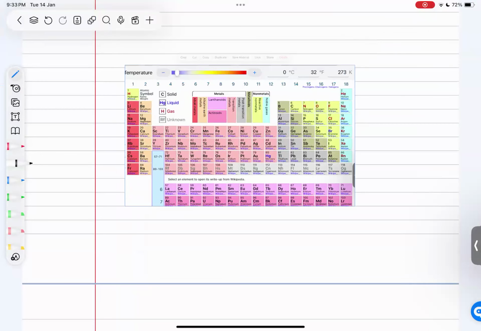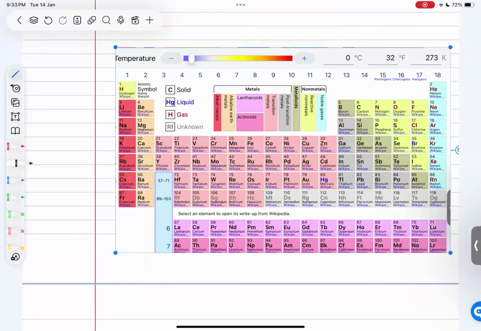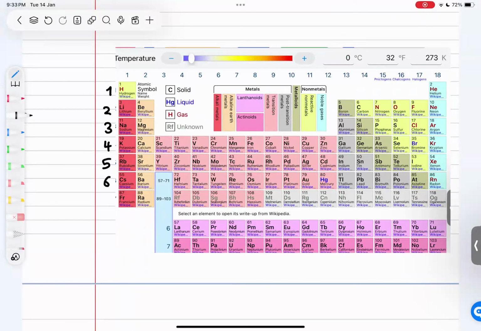Okay, so let's see the next one. The next one is sodium, but we will delete everything except what we agreed about. This is 1, 2, 3, 4, 5, 6, 7. Anything here ends with S1, S2. Here, P1, P2, P3, P4, P5, P6.